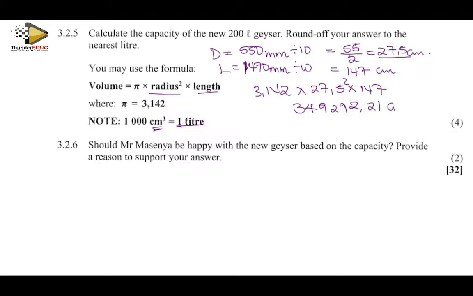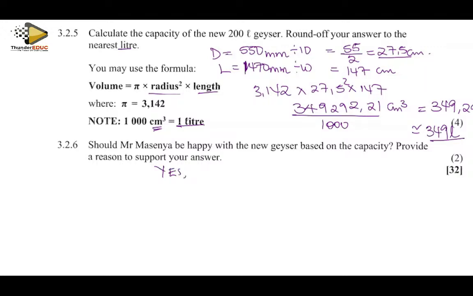So these are centimeters cubed. Let's divide this by 1,000. When divided by 1,000, we are changing it to capacity in liters, which becomes 349. These have become liters now. But they say round off to the nearest liter, which is approximately 349 liters. So here they're asking, should Mr. Masaya be happy with the new geyser? Yes.